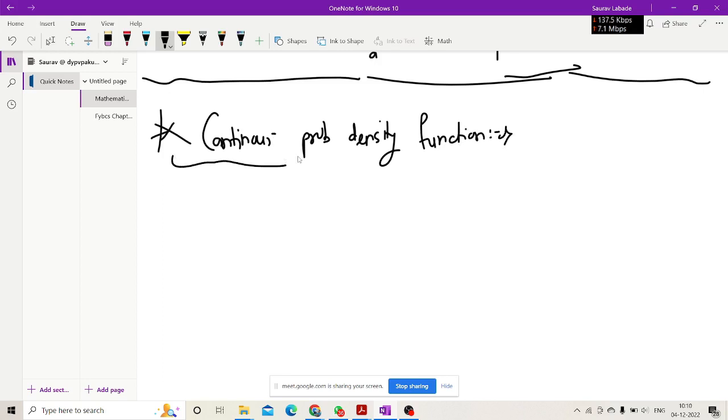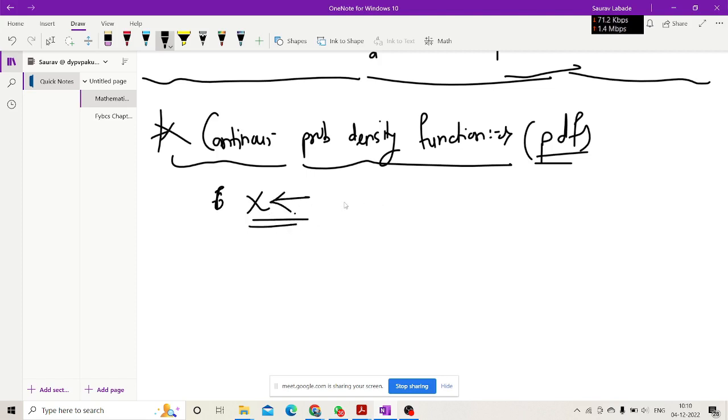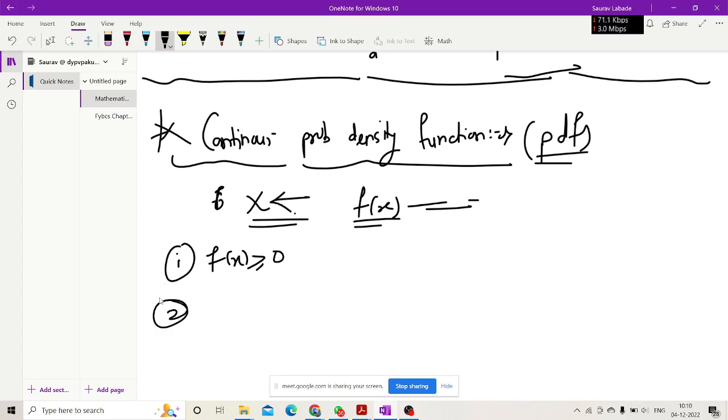Okay, probability density function, you denote it by PDF, right? So what is probability density function? So small f, suppose x is my continuous random variable, along with the PDF f of x. Then f of x is said to be a probability density function if it satisfies two conditions. The first condition is that f of x should be greater than or equal to 0. And the second condition is the integration from minus infinity to plus infinity of f of x equals 1.